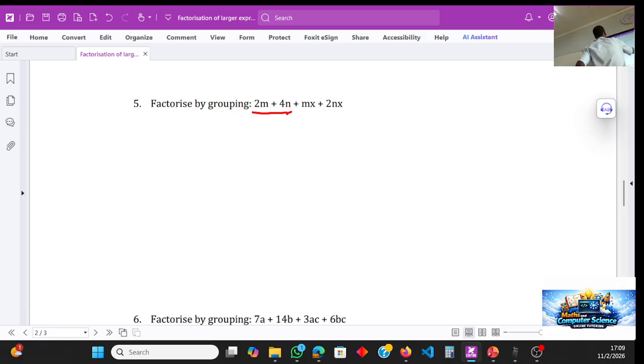So looking at the first part, we're going to say equal to. I'll do the same like I was doing before. 2 and 4, the HCF is 2. M and N, there's no common item there. So when I divide 2M by 2, my result is M. When I divide 4N by 2, my result is 2N. Close my brackets. Now I'm on the underlined terms.